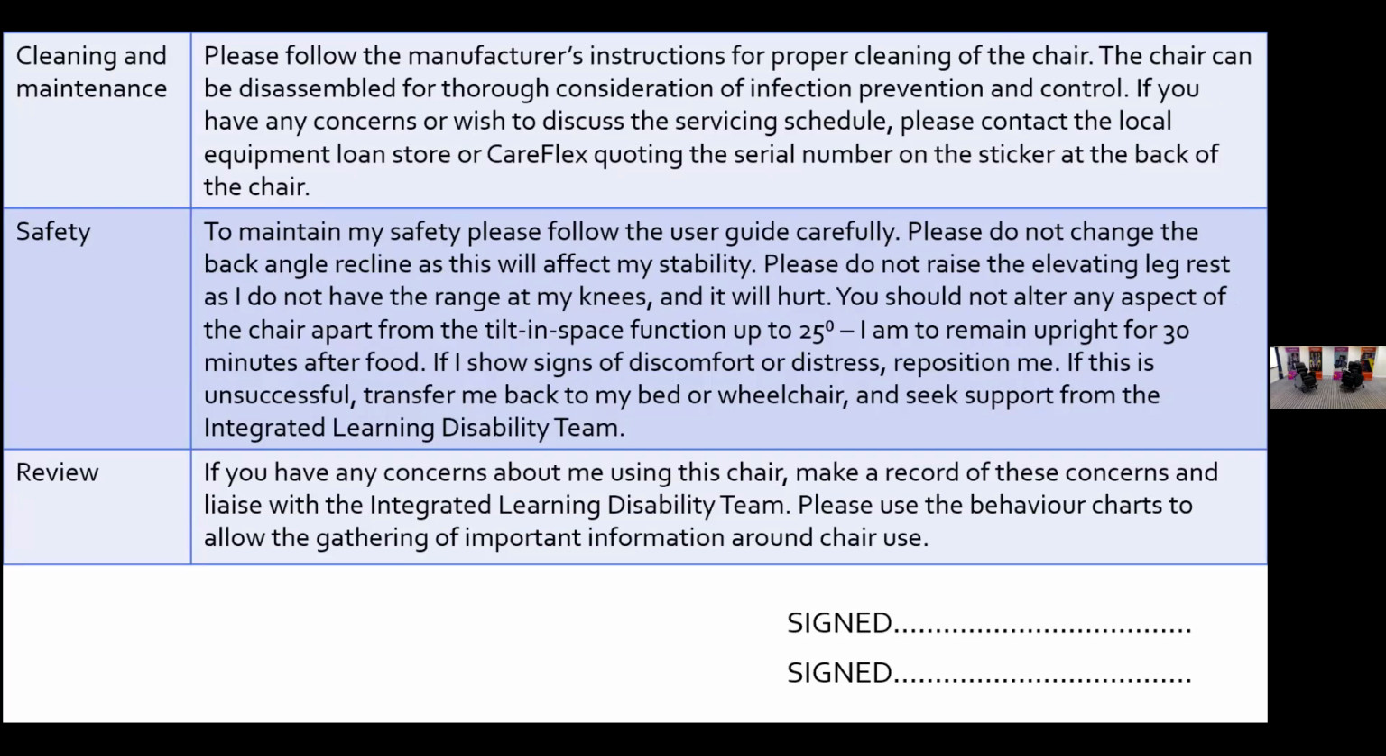The cleaning and maintenance section that I mentioned: providing the manufacturer's instructions might be needed with the care plan, providing the user guide with the care plan as well, and having that in this nice, neat, comprehensive little pack. Please follow the manufacturer's instructions for proper cleaning. The chair can be disassembled for thorough consideration of infection prevention and control. If you have any concerns or wish to discuss the servicing schedule, please contact the local equipment store if that's where it came from.